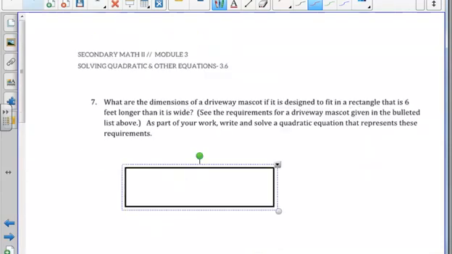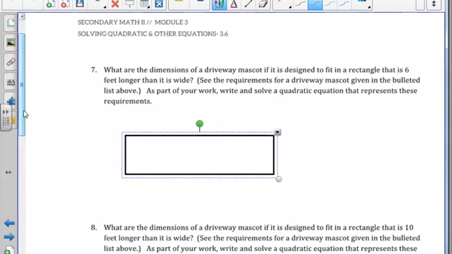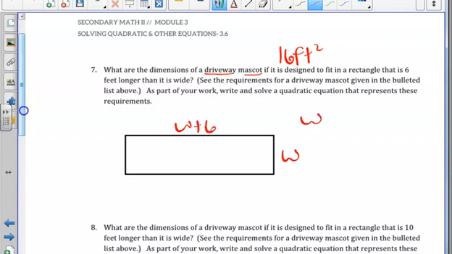Moving along then to number 7. Instead of painting a Curbside logo, we are actually asked to paint a driveway mascot. Driveway mascots require 16 feet squared of paint. That was provided at the beginning of the lesson. Therefore, we will need to solve the equation w times w plus 6 equals 16.